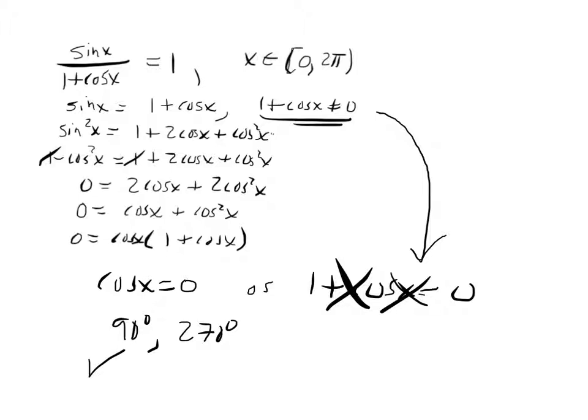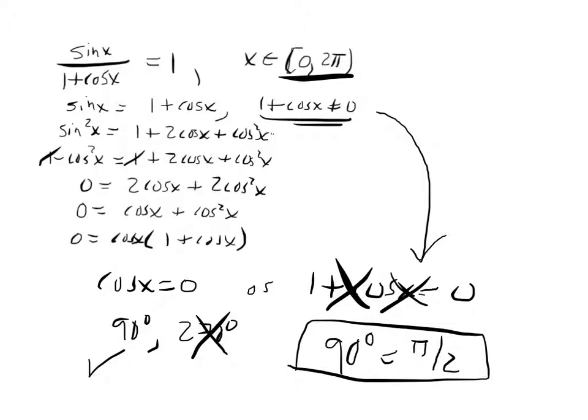Putting in 270, let's see, the sine of 270 is negative 1, the cosine of 270 is 0, negative 1 over 1 is negative 1, does negative 1 equal positive 1? And the answer is no. So 270 is an extraneous solution. So my only solution here is 90 degrees, or, since we were working in radians up here, pi over 2. That's my only solution.